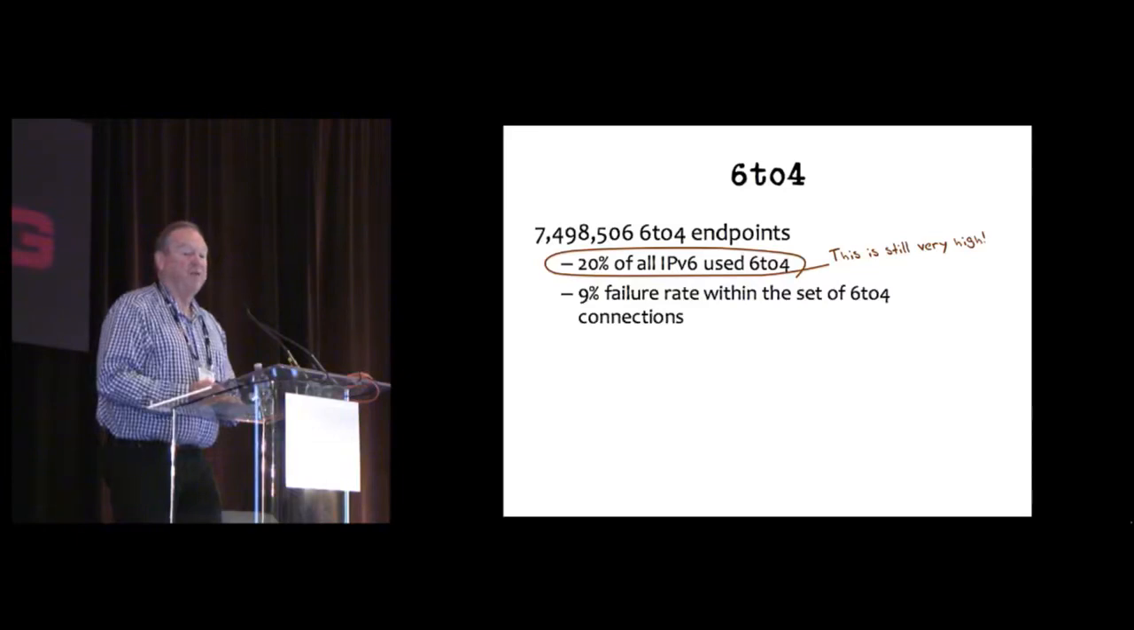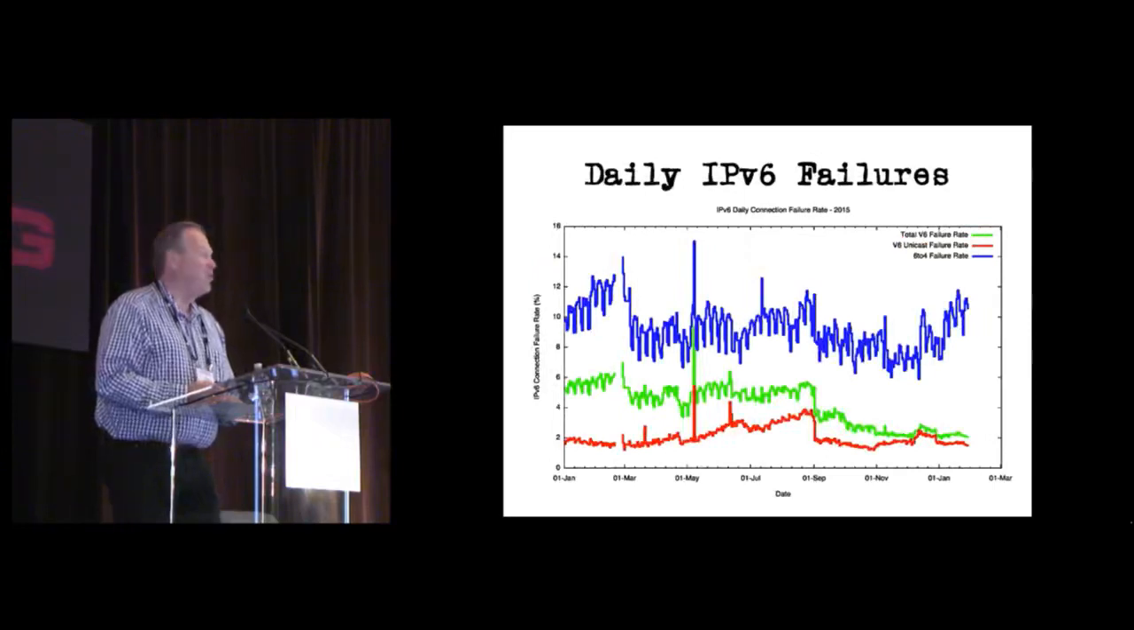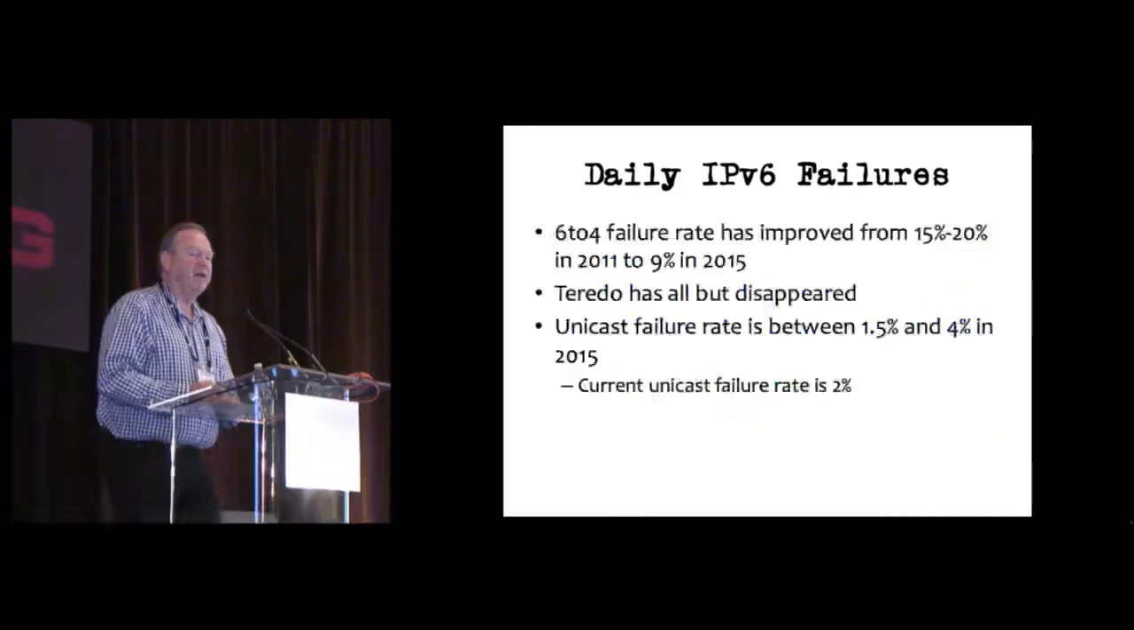Of all of the IPv6, 20% was inside the set of 6to4, 9% of 6to4. So what can we say there if we break it all up? The blue is the failure rate of 6to4. It's still really high. The green is the total, and the red below that is the unicast, the stuff that isn't being tunnelled. So V6 is okay, but it's still not brilliant. Teredo has disappeared, and unicast V6 is failing at around 1.5 to 4%.